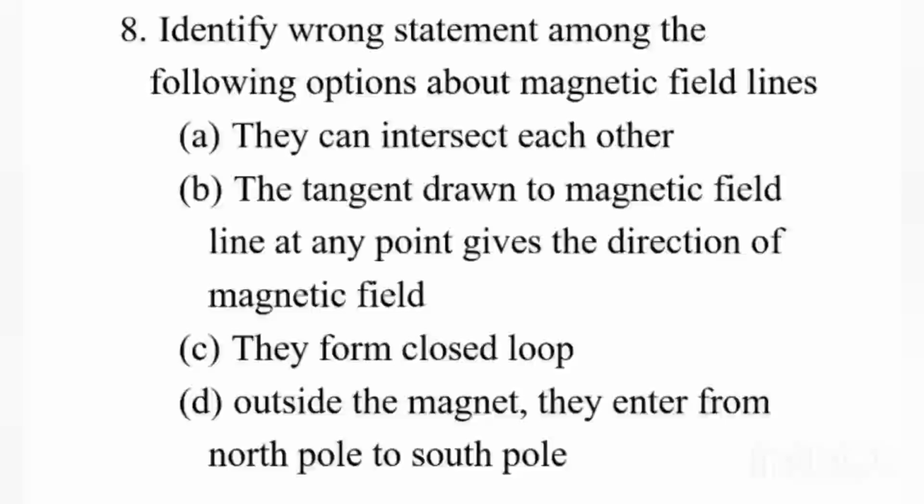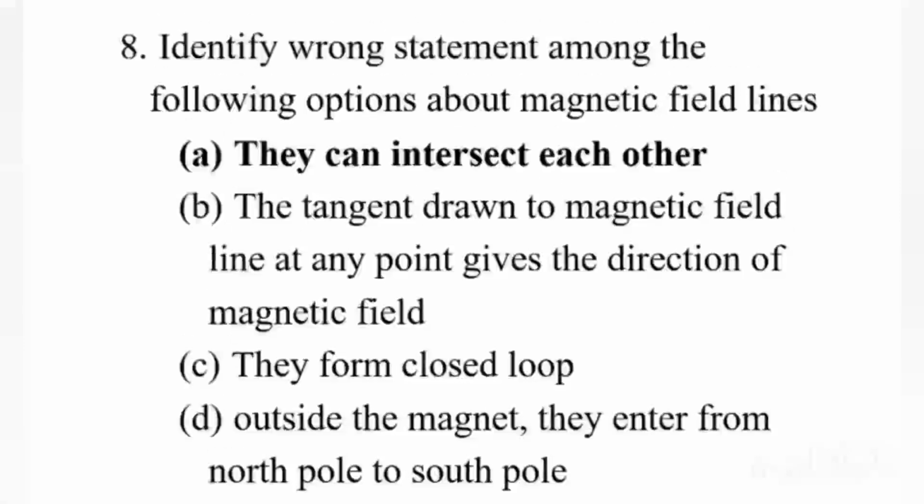Question number 8. Identify the wrong statement among the following options about magnetic field lines. Option A, they can intersect each other. Option B, the tangent drawn to a magnetic field line at any point gives the direction of magnetic field. Option C, they form closed loops. Option D, outside the magnet they go from north pole to south pole. Here the correct answer is option A. They can intersect each other.